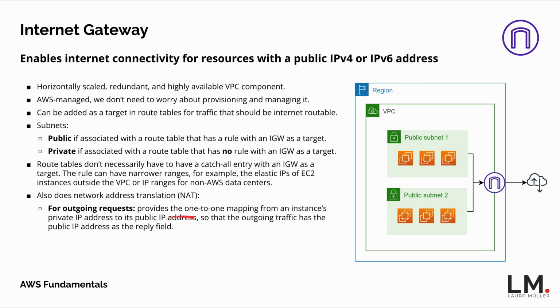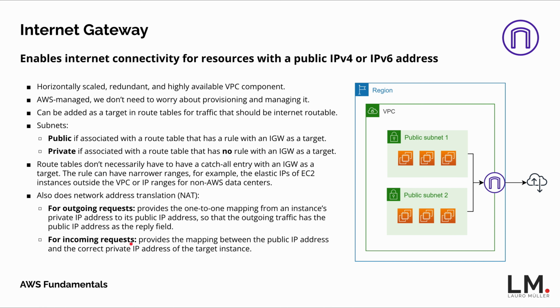And then whenever we get the reply, it does this reverse mapping to actually forward the reply to the correct EC2 instance. It's important for us to understand that the EC2 instances themselves are unaware of their public IP addresses. This is done by the Internet Gateway. And then for incoming requests, it provides the mapping between the public IP address and the correct private IP address of the target instance. So if we are querying a certain public IP address and this ends up in our Internet Gateway, it's going to see to which private IP address this public IP address belongs, then it will forward the request accordingly.